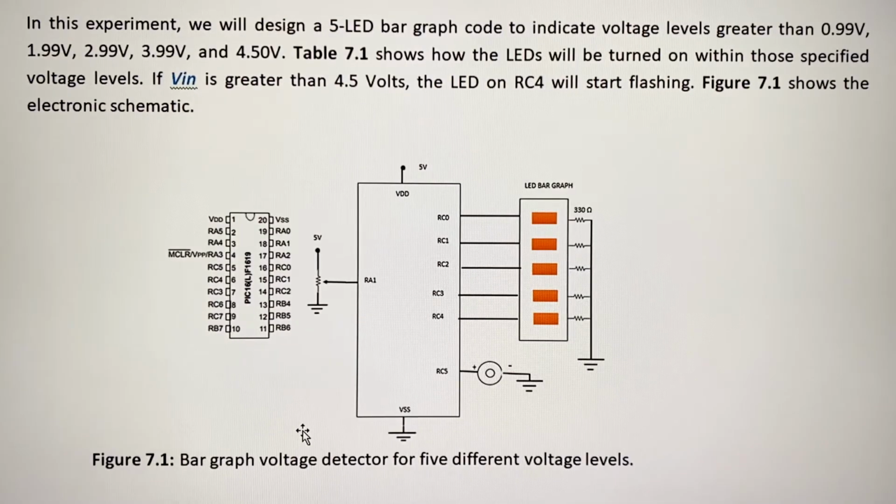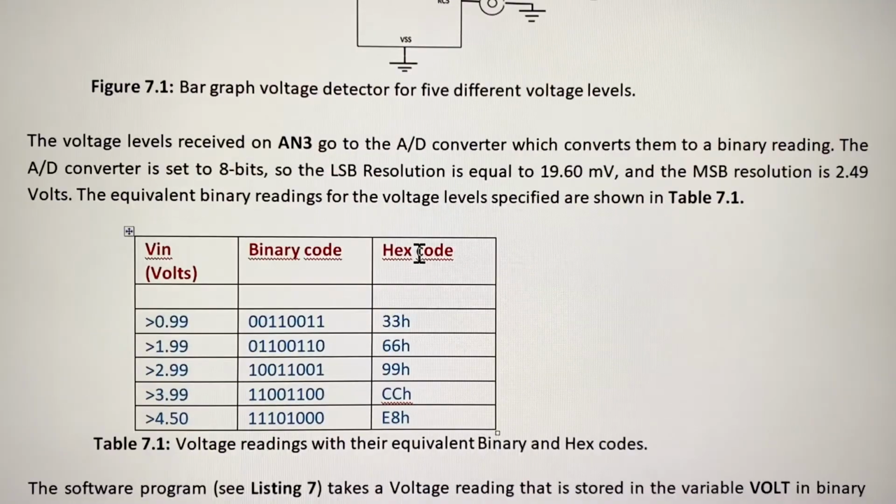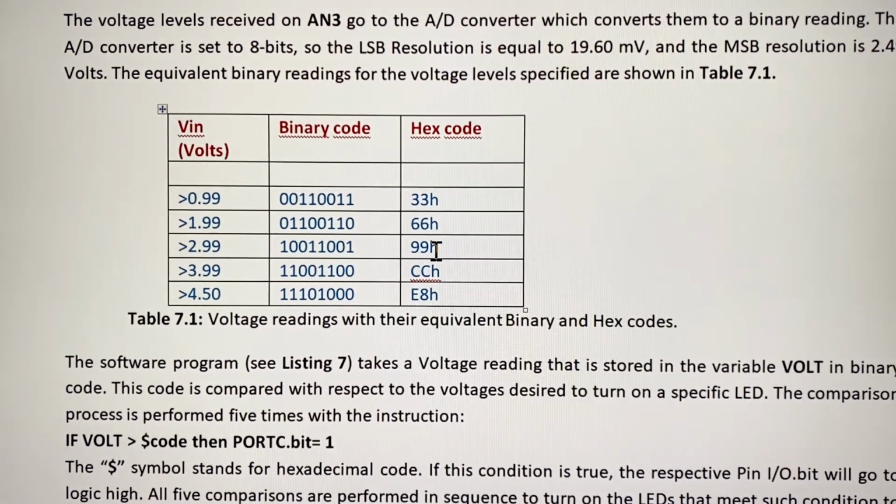So this is the electronic schematic. RA1, or analog input 1, is where you apply a voltage using a trim pot. We have here a piezo buzzer, but we can use it later, not at this time. So the voltage levels must be established first using this truth table.